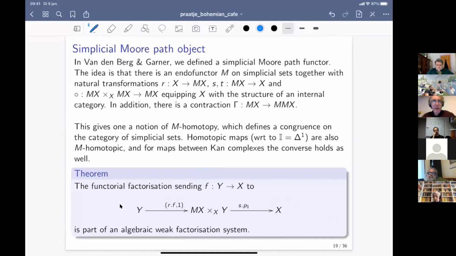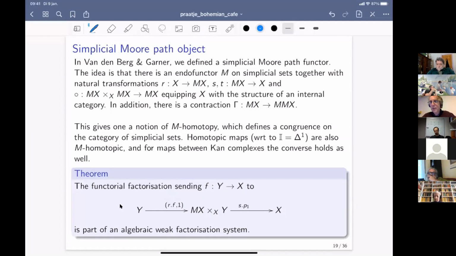Then the other algebraic refactorization system comes from a simplicial Moore path functor. In an earlier paper together with Richard Garner, we defined a certain endofunctor on the category of simplicial sets, which we call M, for Moore paths.